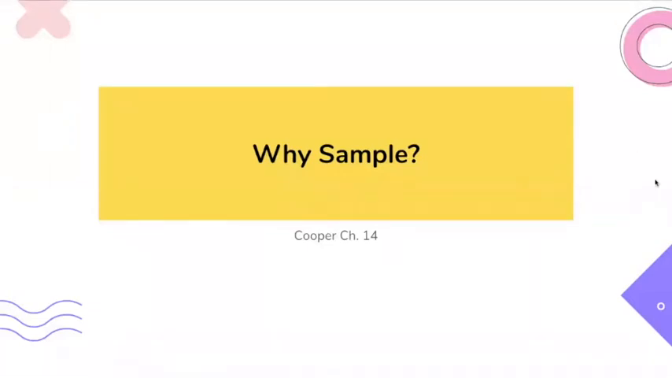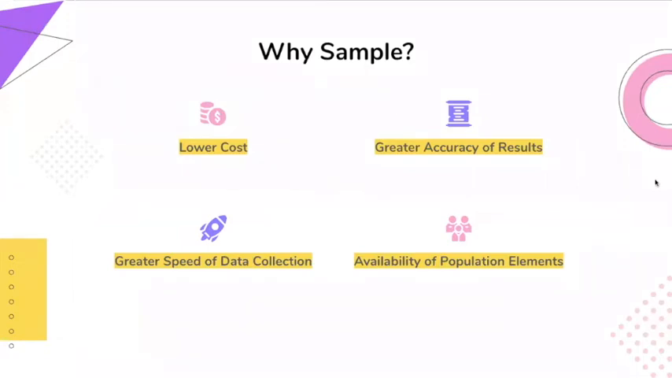Next, I'm going to explain the reasons behind why researchers sample. Why is sampling better? There are actually 4 reasons behind this. First, we have lower cost. Compared to conducting a census, the economic advantages of taking a sample rather than a census are massive.